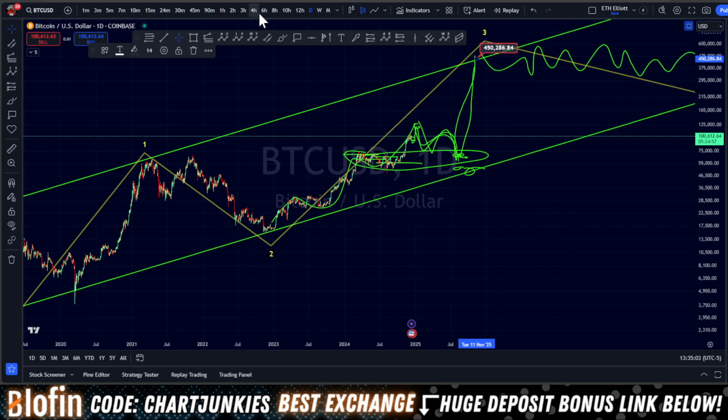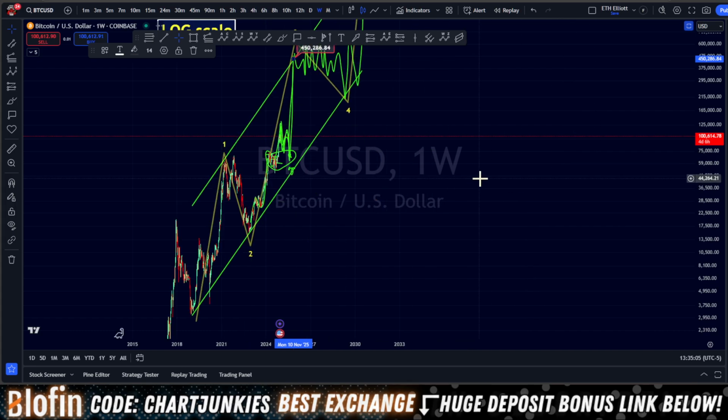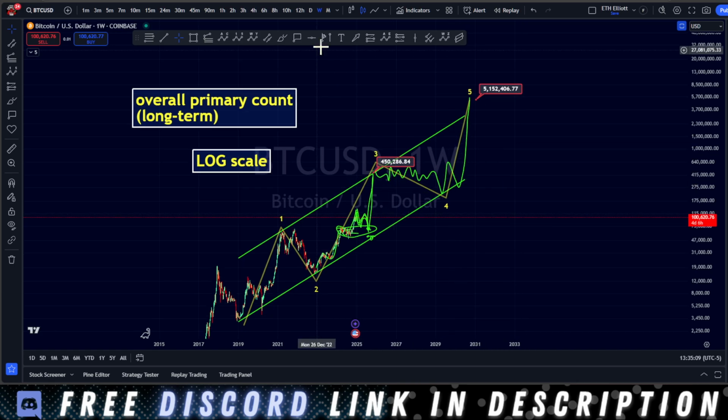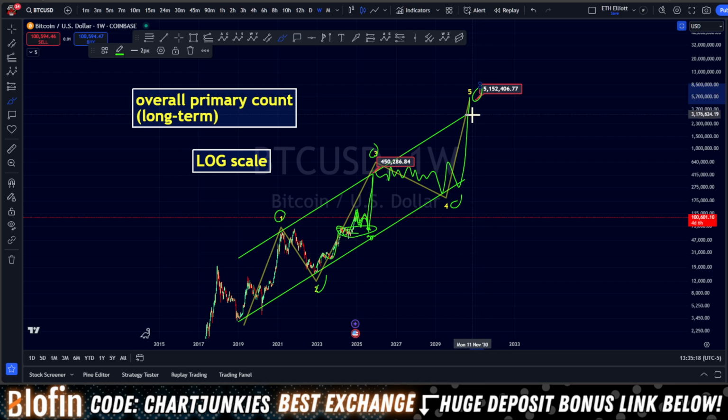Not going to spend too much time on this right now, guys. I just want to show you where my head's at as far as the long-term projection. And we'll be putting in a 1, 2, 3, 4, 5. I mean, prices up here are upwards of 2.5, 3 million, 5 million. That's 2030, guys. That's 2030.